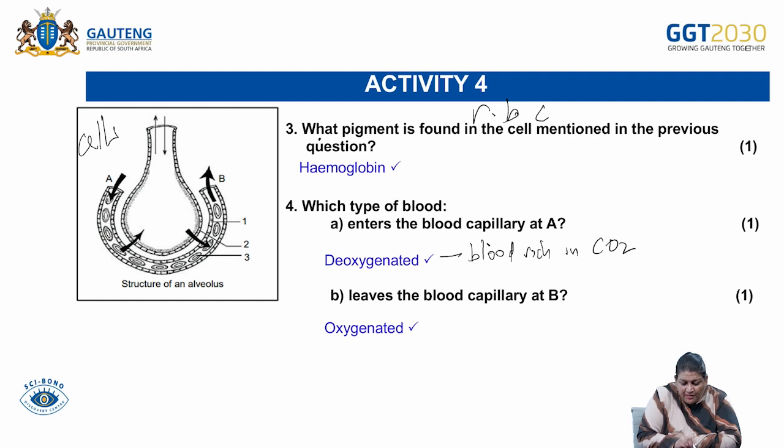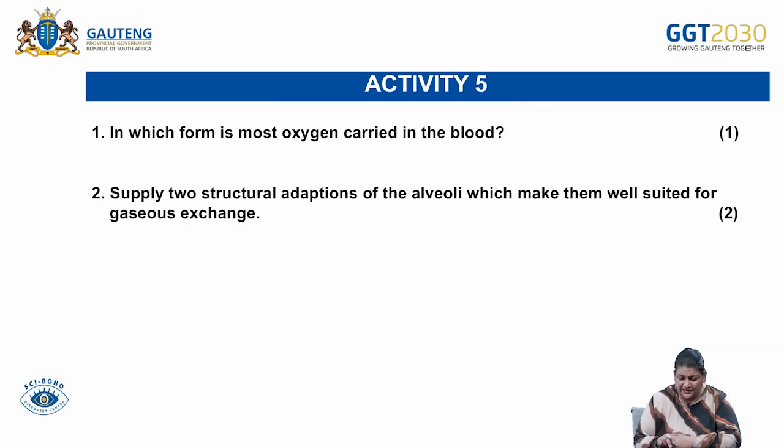Oxygenated blood. Can you see? Because the oxygen is going to move from the alveolus from all sides. The oxygen is going to enter and it's going to leave as oxygenated blood. So the gas is oxygen, but the blood is going to be oxygenated blood. Here the gas is CO2, but the blood is deoxygenated.